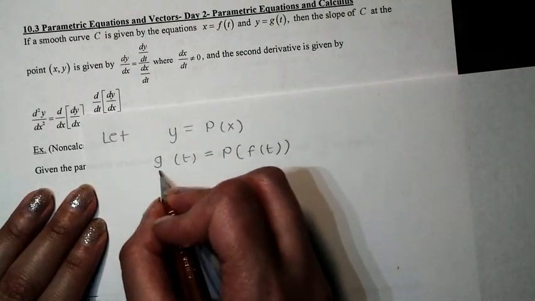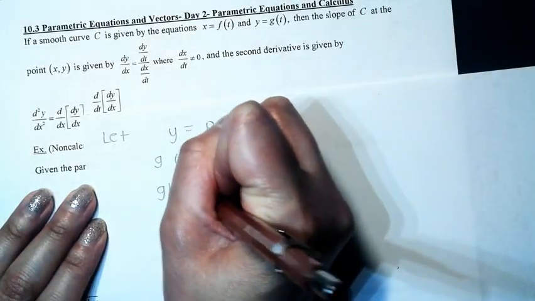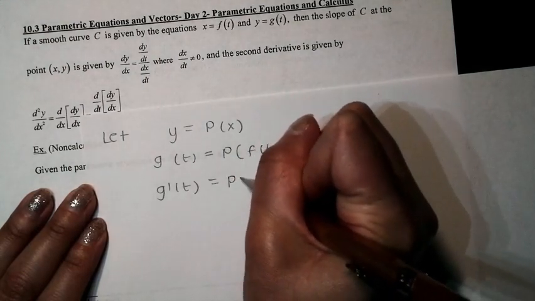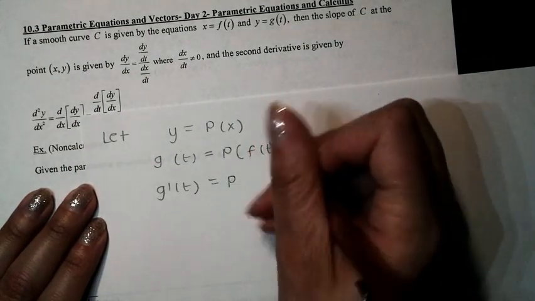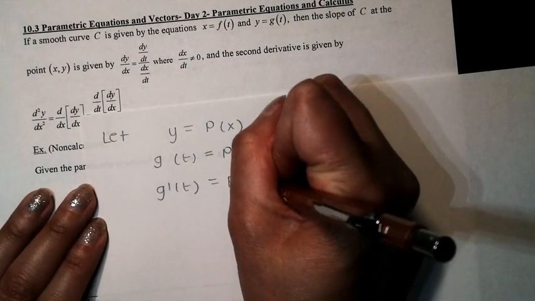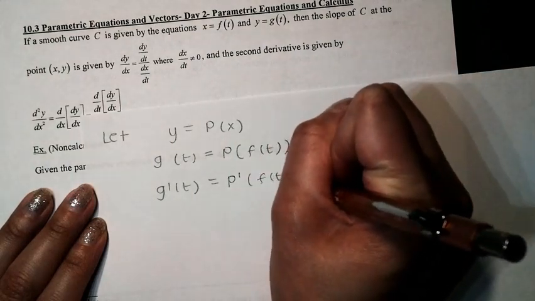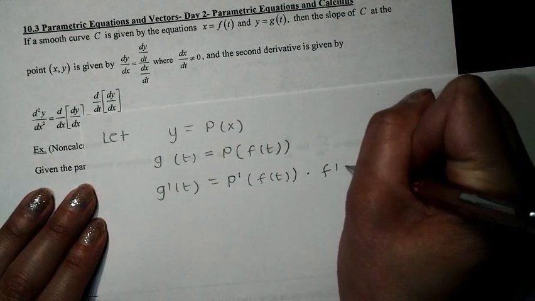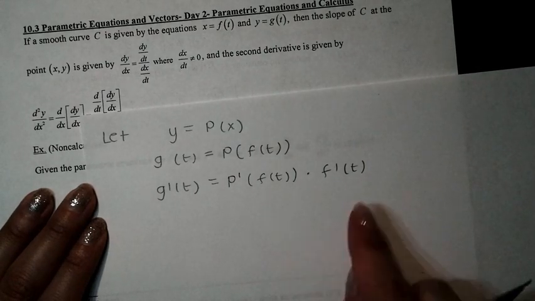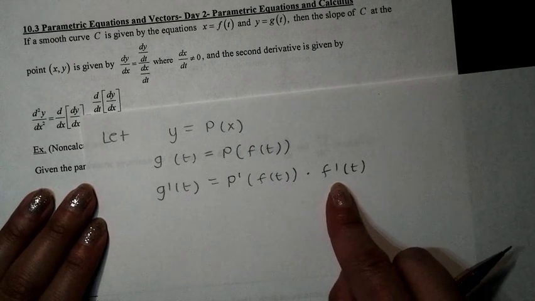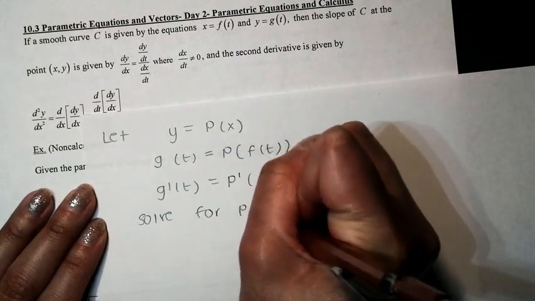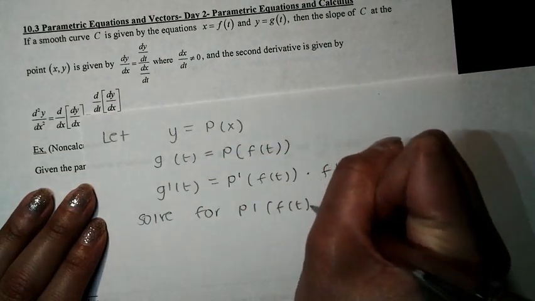If you take the derivative of g, you have g prime of t on one side. On the other side, you have a chain rule, because you have f of t inside p. So you have p prime of f of t times the derivative of the inside, which is f prime of t. Are we okay with that? This comes from the chain rule, in case we're wondering. What you're going to do is solve for p prime of f of t.